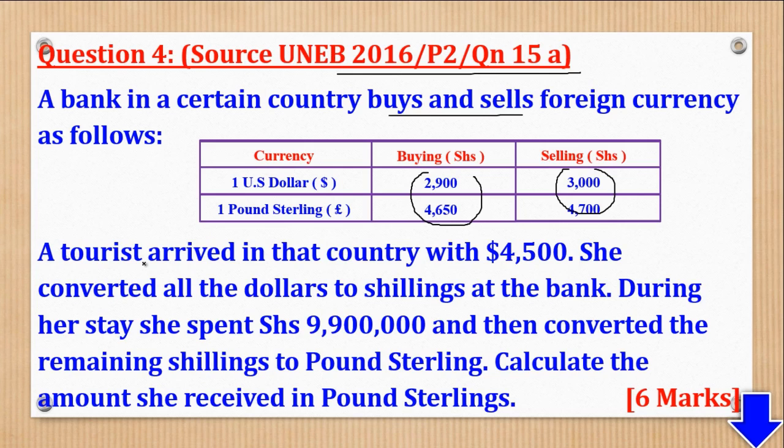So they say that a tourist traveled in that country with $4,500. She converted all the dollars to shillings at the bank. During her stay, she spent shillings 9.9 million and then converted the remaining shillings to pound sterling. Calculate the amount she received in pound sterling.